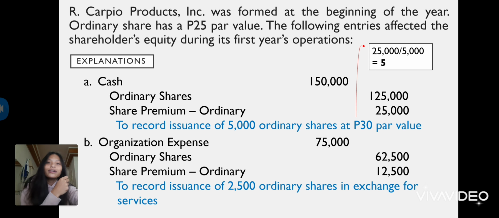Next, the record issuance of 2,500 ordinary shares in exchange for services. So the fair value of the services or organization expense is 75,000. Since there are only 2,500 ordinary shares that were issued, then the excess will go to the share premium ordinary. So 75,000 subtract 62,500 will equal 12,500 of share premium.